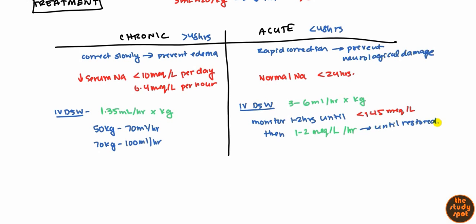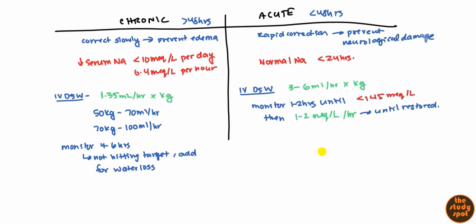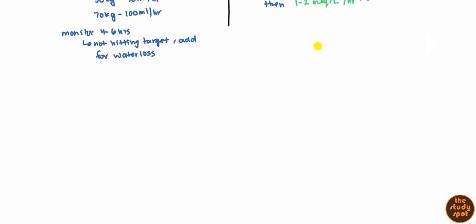With chronic, you do want to continue monitoring, but you can monitor every 4 to 6 hours. And if you're not hitting your target, then you probably need to just add more water because you have some type of water loss going on, either urinary or somewhere else. Now, where do we get all these numbers from?